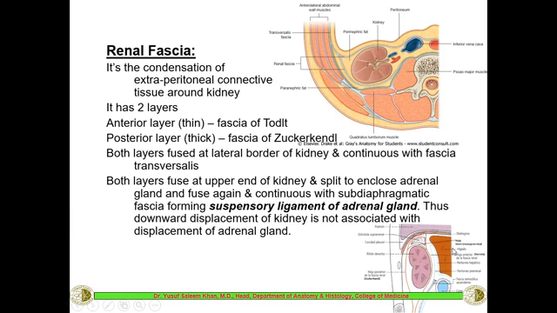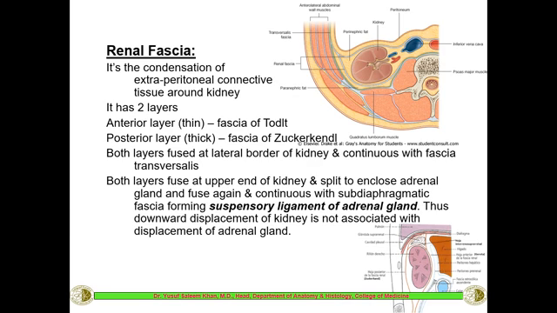Similarly, this fascia also continues upwards toward the upper pole of the kidney. At the upper pole, both the fascias meet each other, and then they divide and cover the suprarenal gland, or the adrenal gland. Both the layers meet each other at the upper end of the kidney, and then they split and cover the suprarenal gland, and then they continue up to the dome of the diaphragm. So this arrangement is very important.